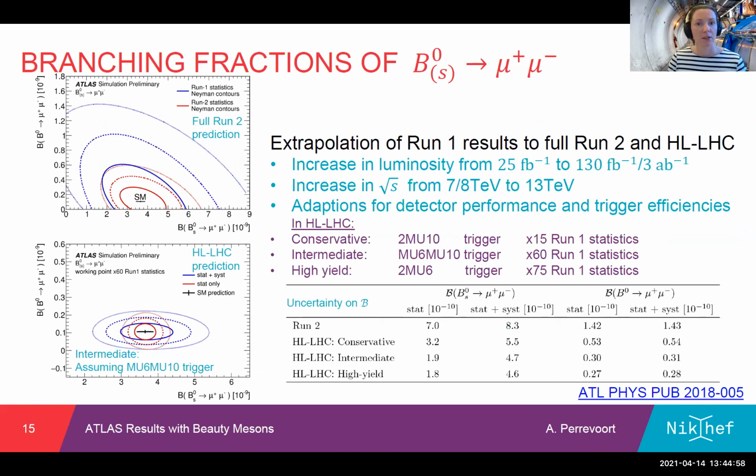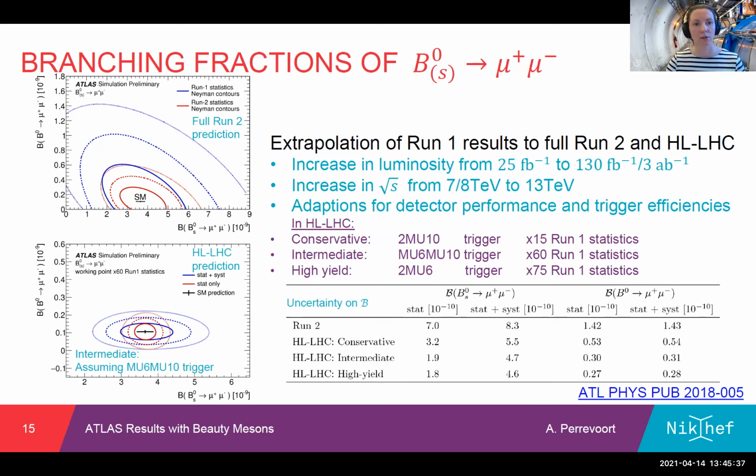What will the future bring us here? In ATLAS, we have performed an extrapolation of run 1 results, so a little bit older than what I've shown in the previous slides, to the full run 2 and to the high-Lumi LHC expected data. So that means we have increased the luminosity, the center of mass energy, and adapted for detector performance and for triggering. For high-Lumi LHC, there is not yet the trigger menu out, so we have defined 3 possible dimuon trigger scenarios that give different yields.